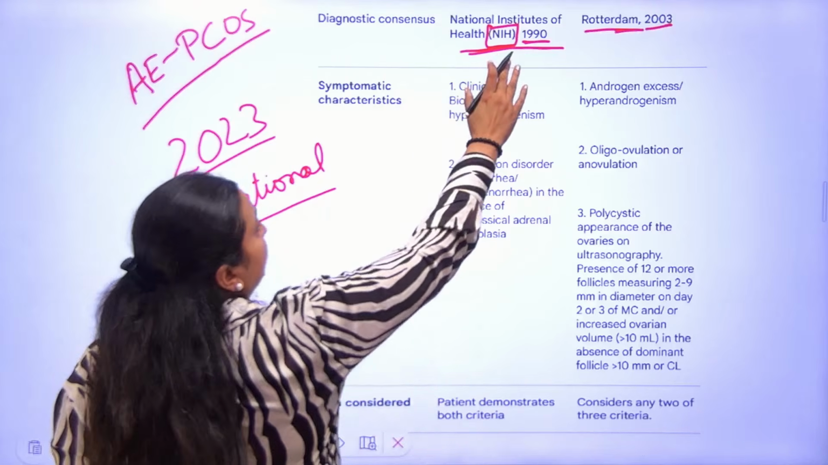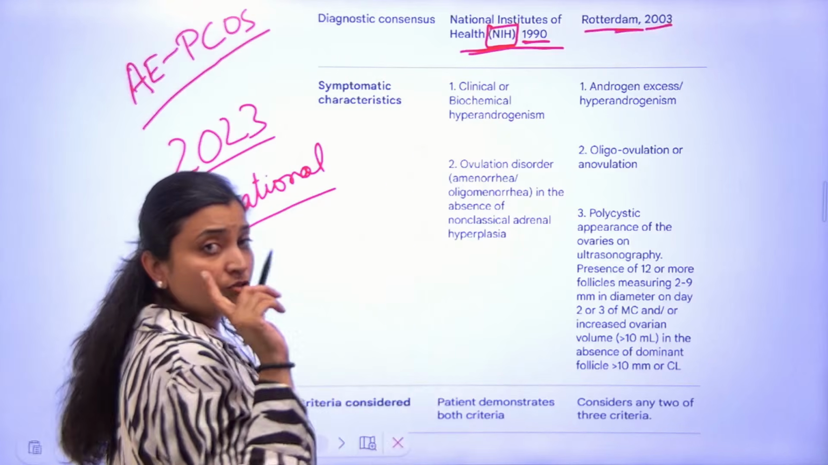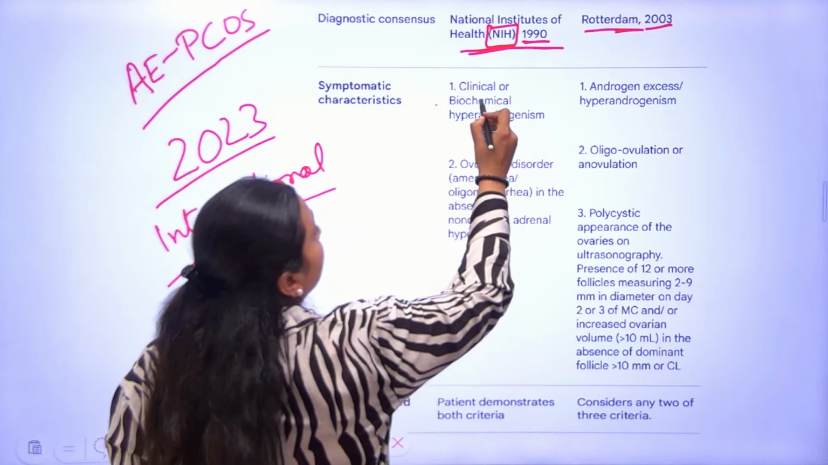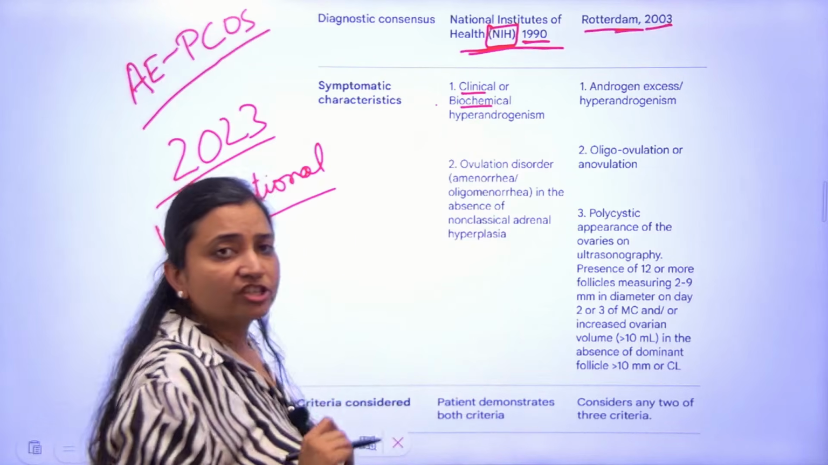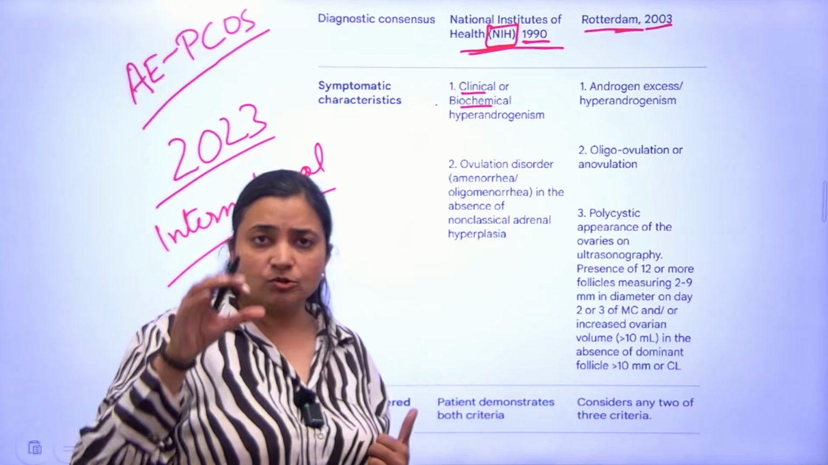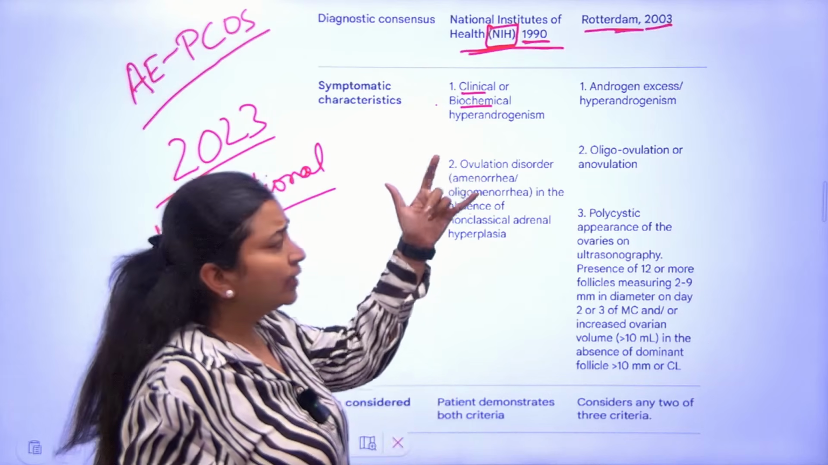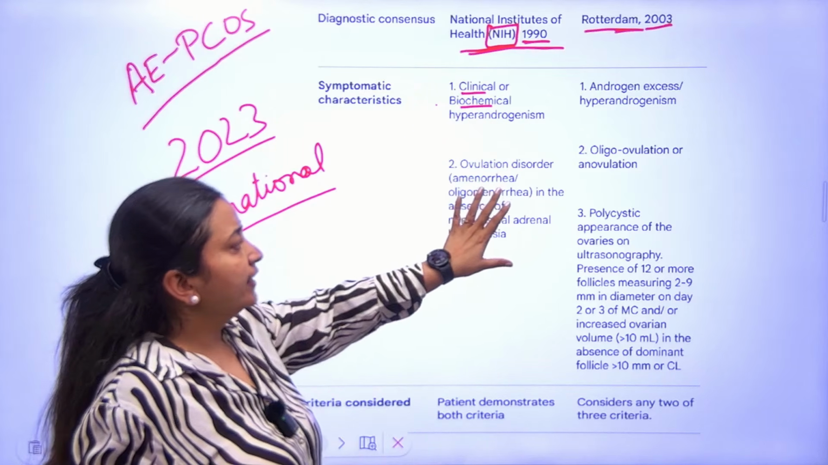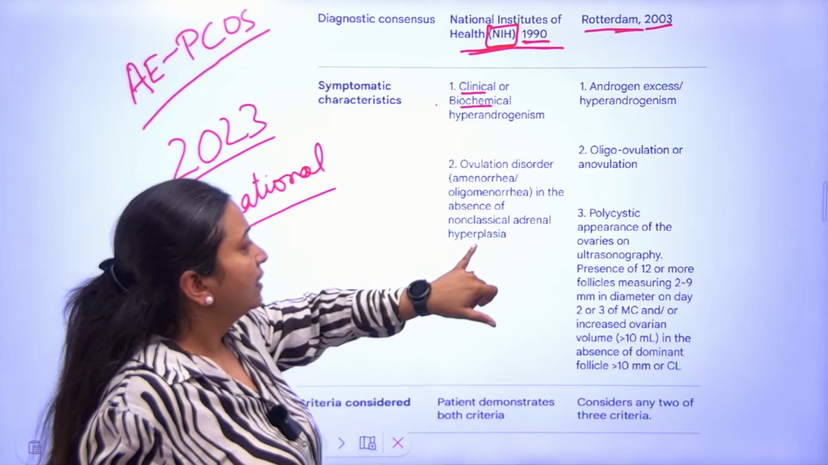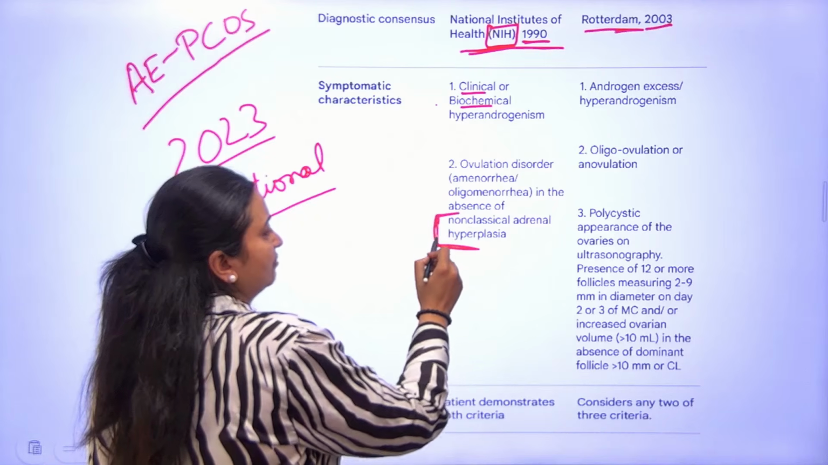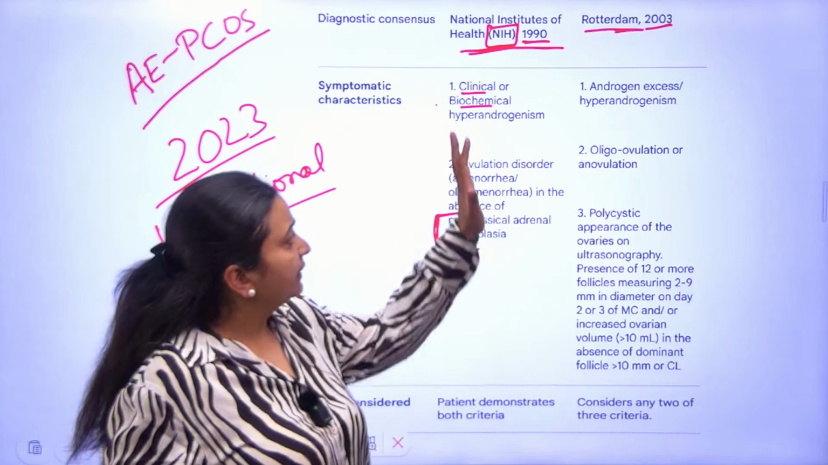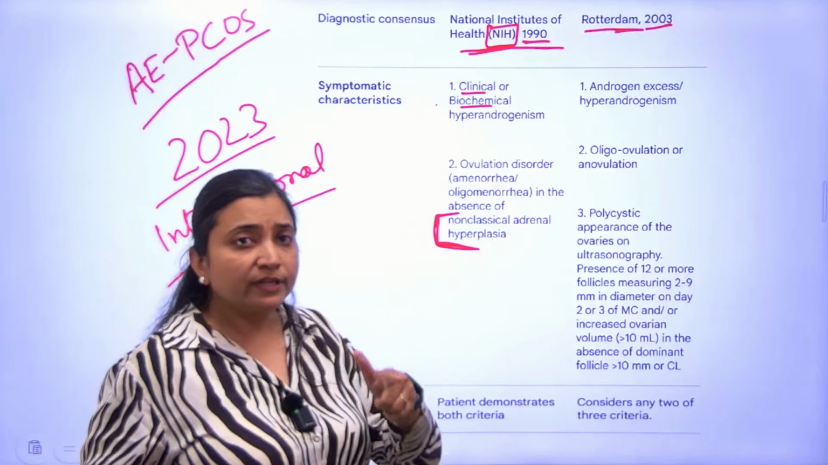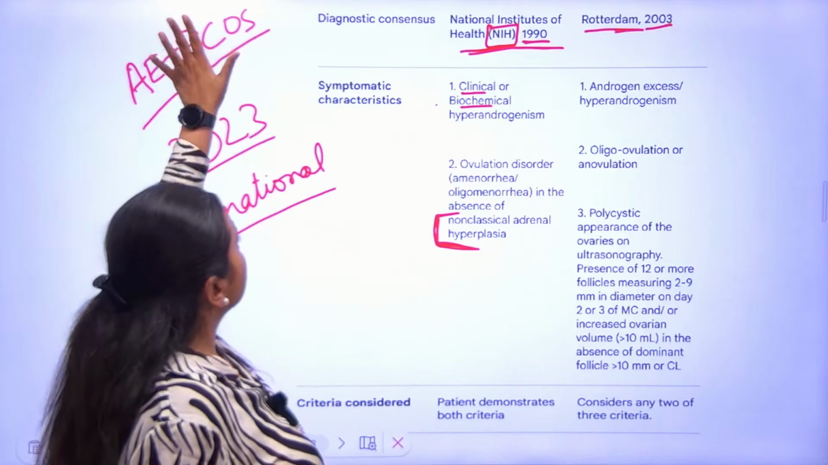What are they? NIH in 1990 said that if a patient demonstrates both of these things, then we can stamp that patient as PCOS. What are they? Clinical or biochemical hyperandrogenism, which I talked about in the previous slide. Clinical means you can see hirsutism, acne, alopecia. Biochemical means increased testosterone or increased DHEAS. So, the patient should have this, and ovulatory dysfunction, that means amenorrhea, oligomenorrhea, in the absence of non-classical adrenal hyperplasia. Once you rule out non-classical adrenal hyperplasia and both of these things are present, then we will say that the patient is having PCOS. Both of the points should be there. This is what NIH told. And then AE-PCOS told something else.